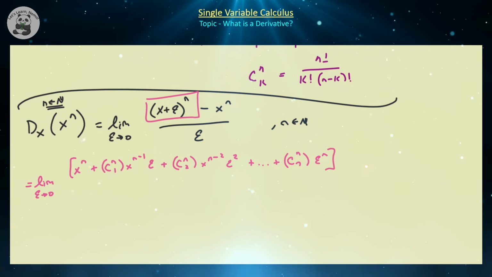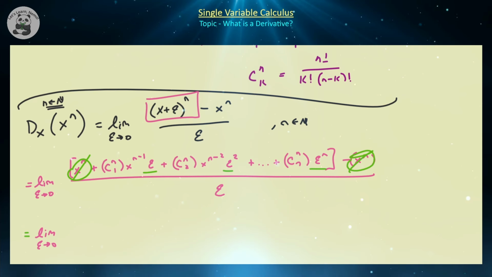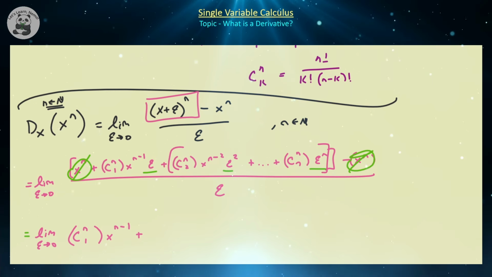So that's the expansion of x plus epsilon to the power of n. And then we're going to have minus x to the power of n, all divided by epsilon. Obviously, we have these x to the n terms, which are going to cancel, which is nice. And notice that every single term here is going to have an epsilon in it, so those are going to cancel. And then we're going to be left with the limit as epsilon approaches 0 of C(n,1) times x to the n minus 1 plus, and then notice every term in the second half, excluding the first term, is still going to have an epsilon in it.